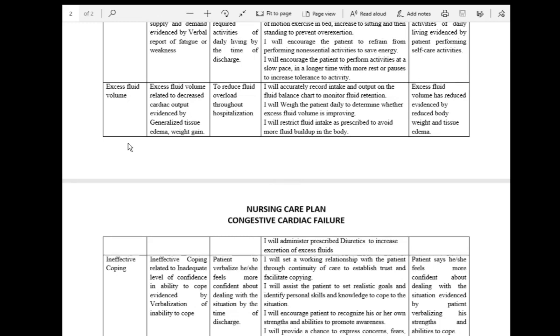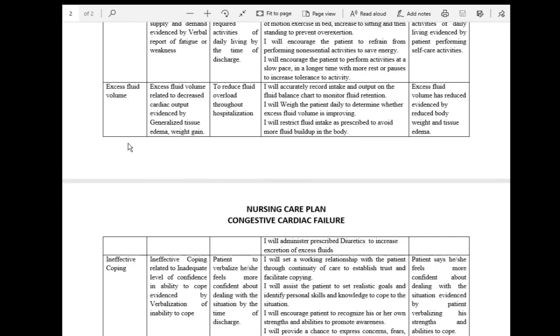To learn more about excessive fluid volume, you can refer to the other videos that we spoke about in the pathophysiology of CCF. You'll find a well-detailed explanation of how excessive fluid volume comes about. Just check out the video and you'll be able to learn more. But basically, excessive fluid volume comes as a result of decreased cardiac output and increased fluid retention.